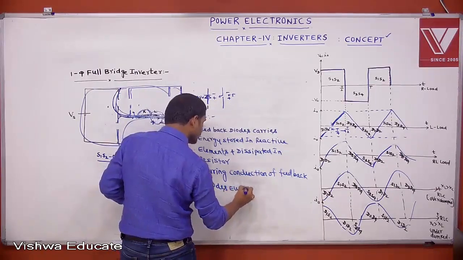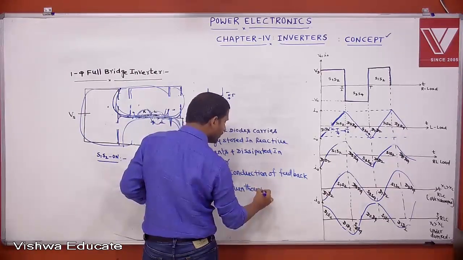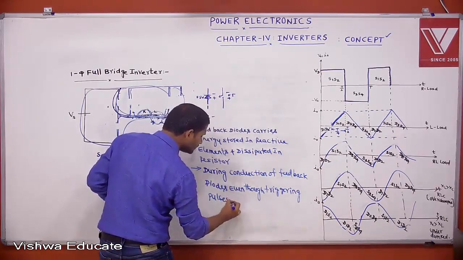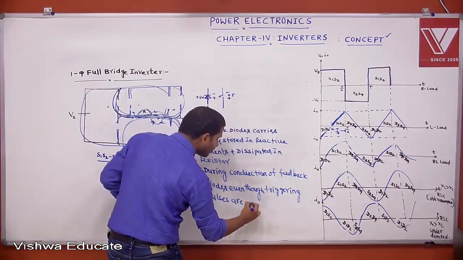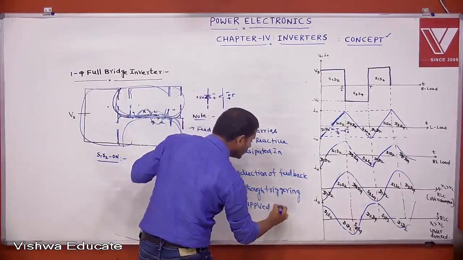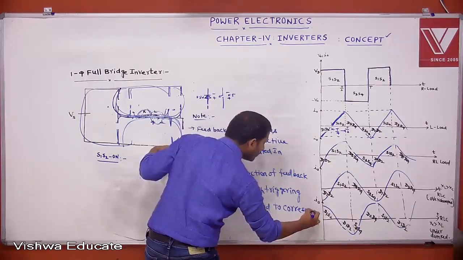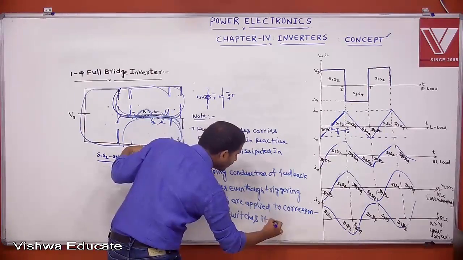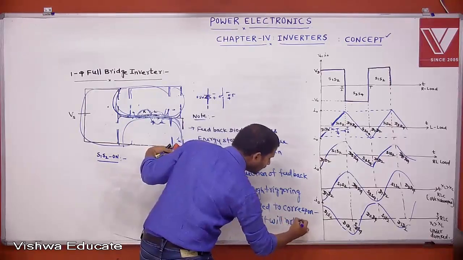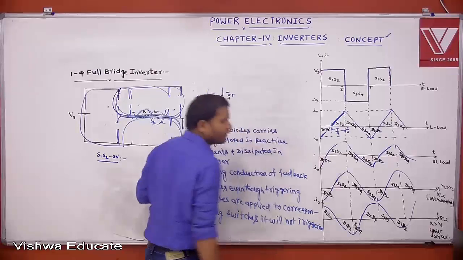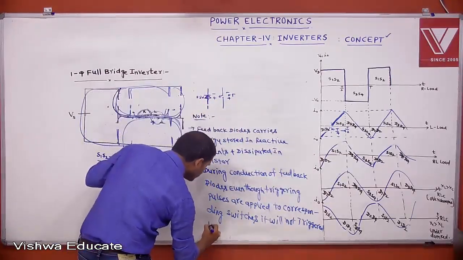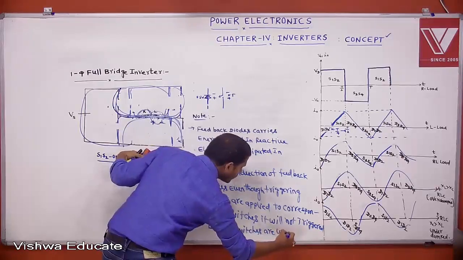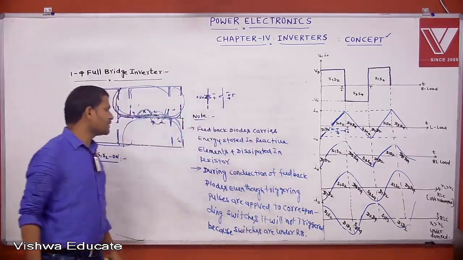During conduction of feedback diodes, even though triggering pulses are applied to corresponding switches, it will not trigger, because the switches are under reverse bias condition. Okay, corresponding switches are under reverse bias condition.